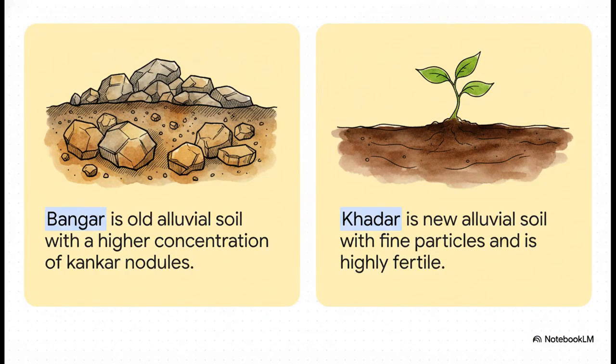Okay, wake up if you zoned out, because this right here is an examiner favorite board question. How do we divide alluvial soil by age? Listen closely. Bangar is the older alluvial soil. It's coarser and has a lot of conker nodules.